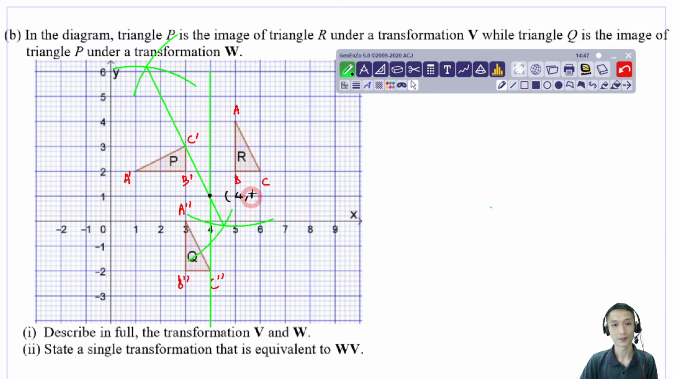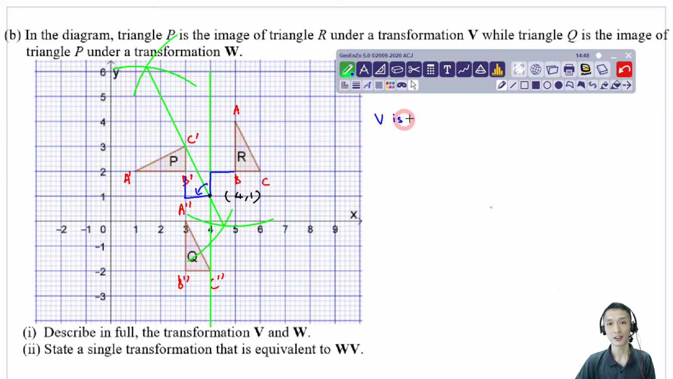The center is (4, 1). Next thing is to determine the angle of rotation and also the direction. So this is B, right? I need to draw another L shape, from the center, go to B prime. From here, you know that this is an anti-clockwise rotation of 90 degrees about the point (4, 1).